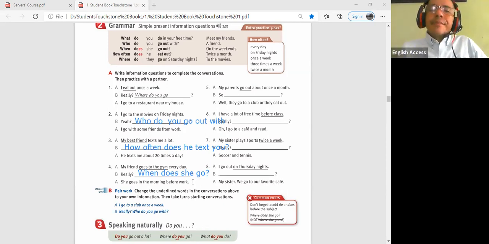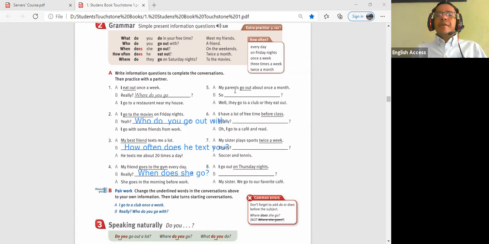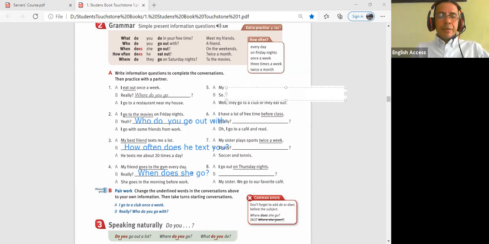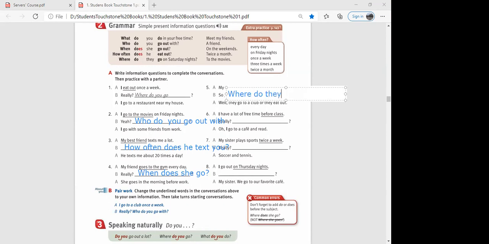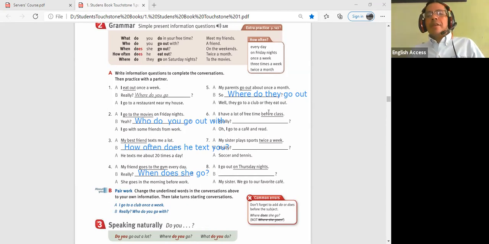Alejandra, number five. The number five is where do they go out? My parents go out about once a month. So, repite. Where? Where do they go out? Well, they go to a club or they eat out. Right? Where? Location, place.